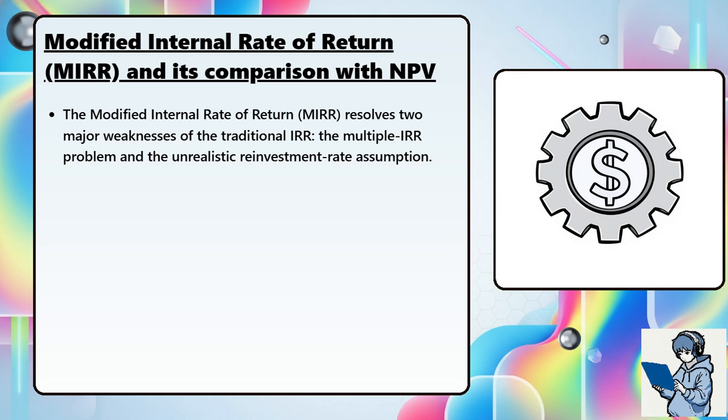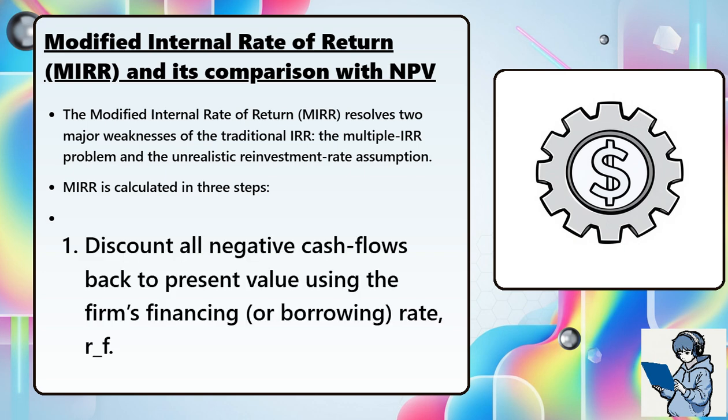The modified internal rate of return, MIRR, resolves two major weaknesses of the traditional IRR: the multiple IRR problem and the unrealistic reinvestment rate assumption. MIRR is calculated in 3 steps. Step 1. Discount all negative cash flows back to present value using the firm's financing rate, RF. Present value of negatives equals the sum over t, where Ct is less than 0, of Ct divided by (1 plus RF) raised to the t.